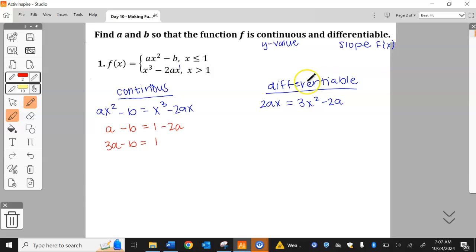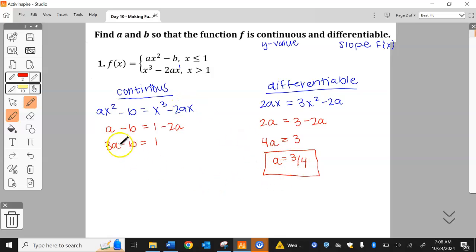Then I'm going to jump over to the slopes equation, plug in 1 for all my x's. So 2a times 1 is 2a. X squared is 1 times 3 is 3 minus 2a. Now this equation only has a's, so I'm able to solve this equation, and then I can take my a value, plug it in over here. So I'm going to add 2a, that'll be 4a, equals 3, divide by 4, and I'll get a equals 3/4.